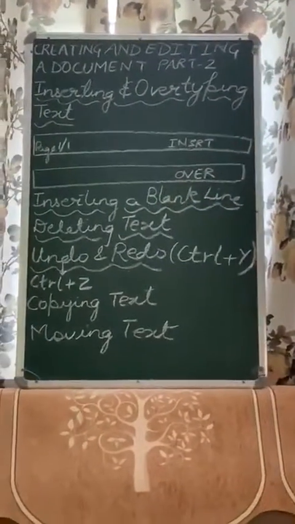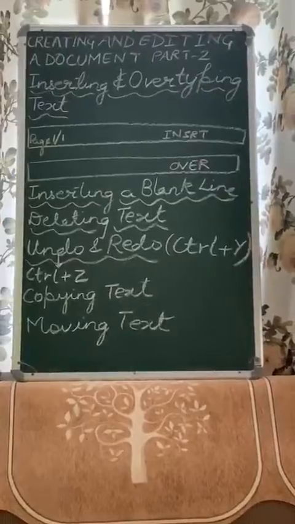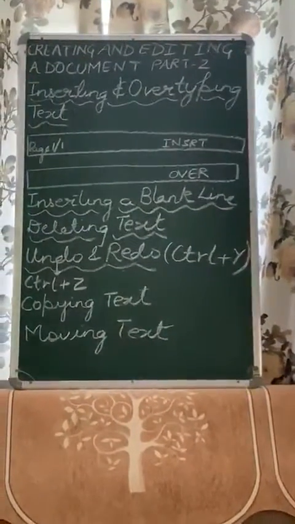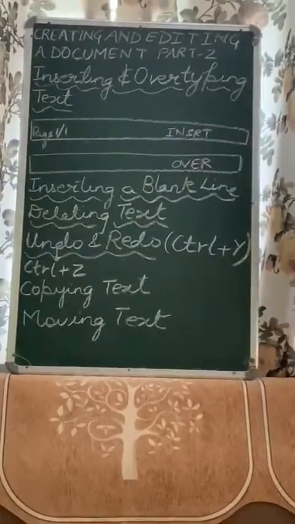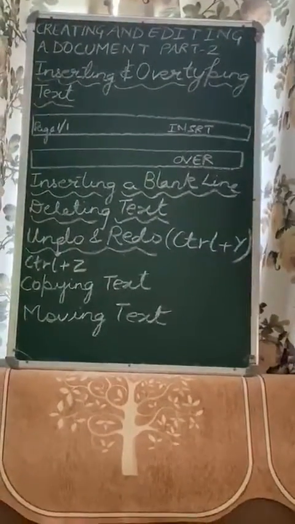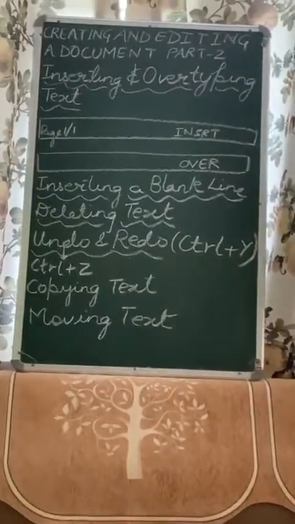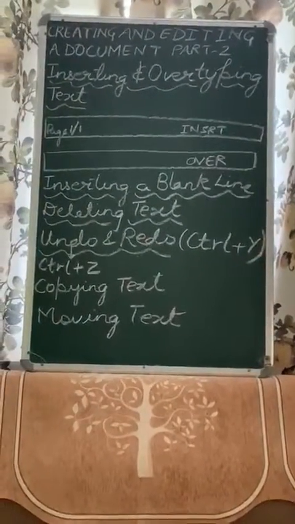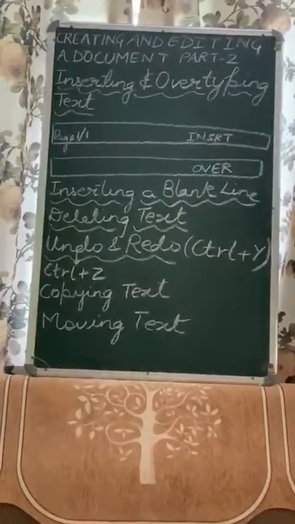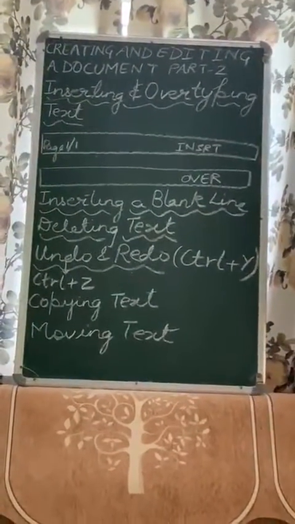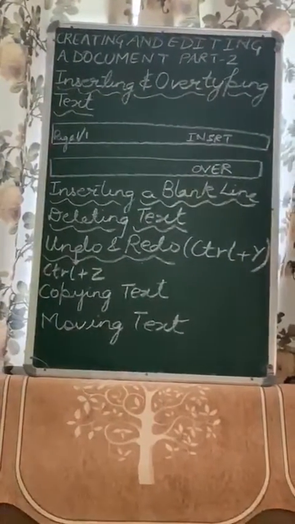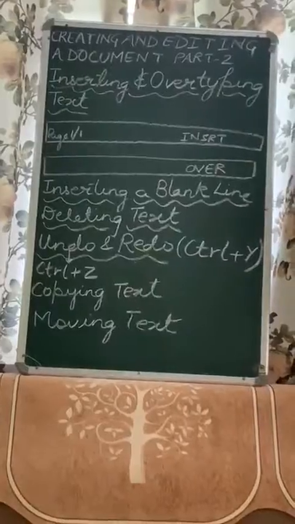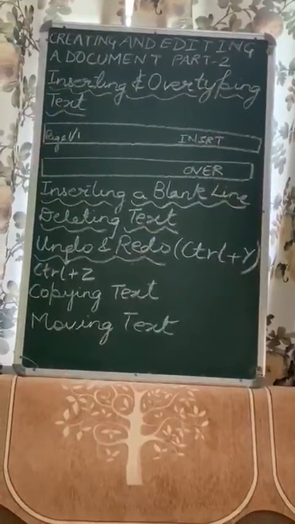Then undo and redo commands. Now what is the difference between the two? The undo command is used to reverse the last action, while the redo command is to reverse the last undo action. These two commands are related. To reverse the last action, that means to undo a task, you can either go to the Edit menu and choose the Undo option in the drop down menu, or you can directly click on the undo button on the standard toolbar.